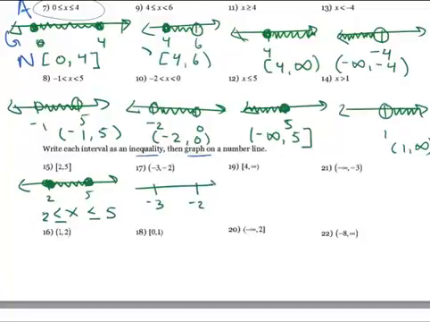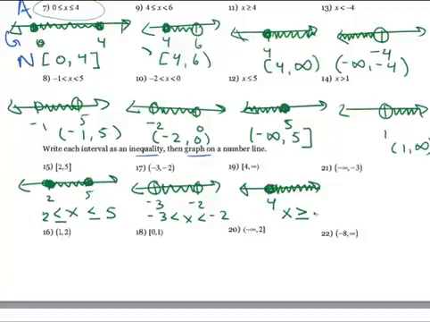Here's one with parentheses. -3 to -2. Open circles. -3 is less than x, which is less than -2. Here's one with an infinity. Good. So 4, bracket means closed circle, and we're shading all the way up to infinity. So x is greater than or equal to 4. One with a negative infinity. Parentheses means open circle, and going to negative infinity means shading this way on our number line. So we'll go from, whoops, I need to think about interval notation. X is less than -3.